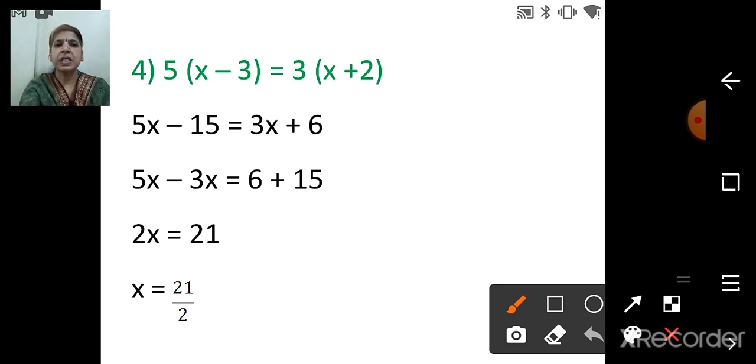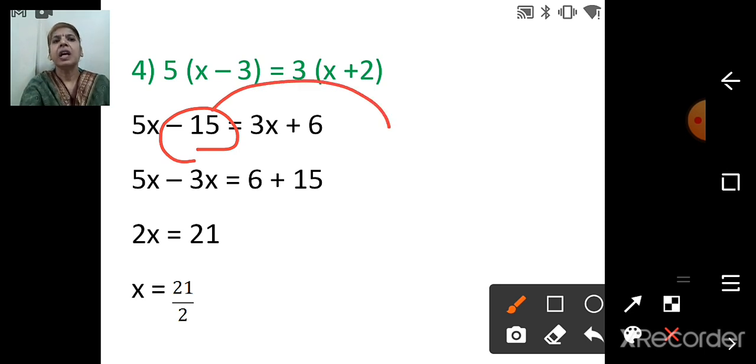Now next step is we are going to bring the variables to one side. So we know that 3x is on the right side. We will bring it to the left side. And it is understood. It is plus 3x or positive. So we are going to write 5x minus 3x is equal to, now 6 is already here. 6 is on the same side. We are not doing anything to 6. Minus 15 is taken to the other side.